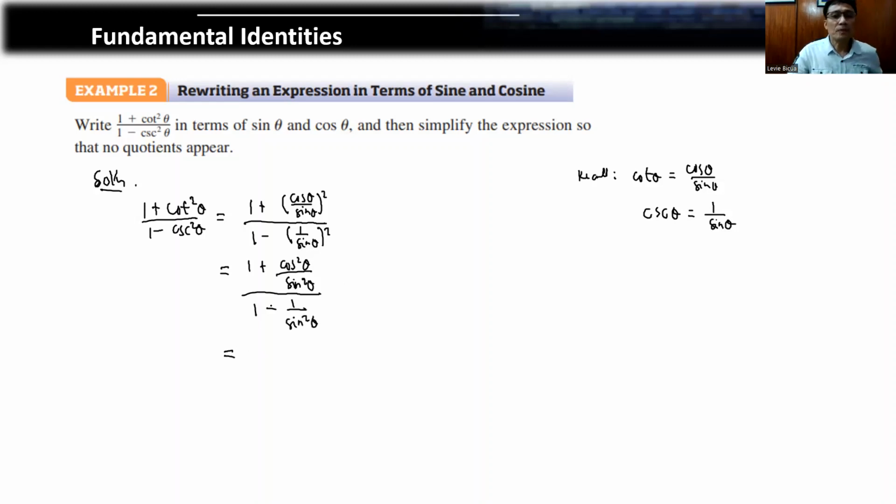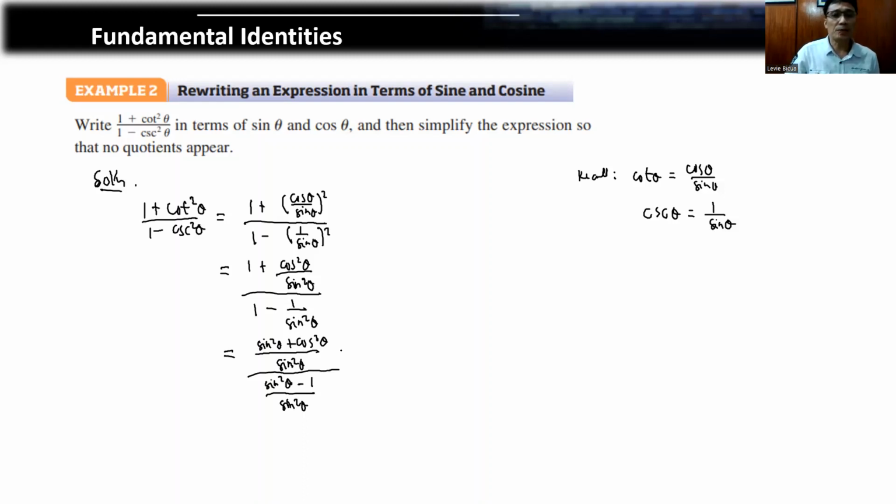And then the numerator, we'll combine that as a single fraction. So we take sine squared theta as the common denominator. And for 1 here, this will become sine squared theta, then plus cosine squared theta. And in the denominator, we'll take sine squared theta as the common denominator. And then 1 here will become sine squared theta, then minus 1. Okay?